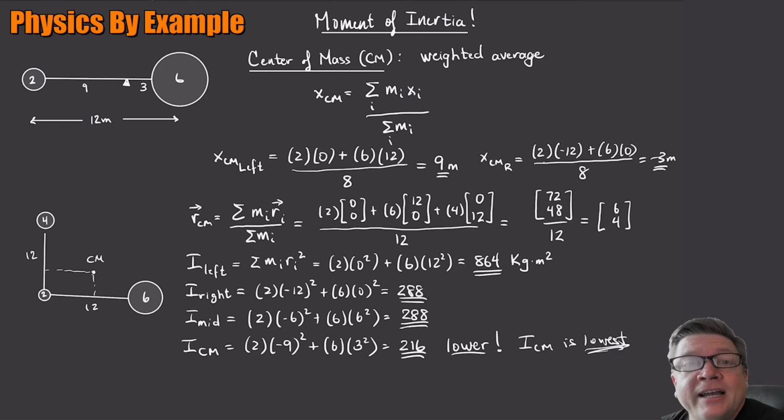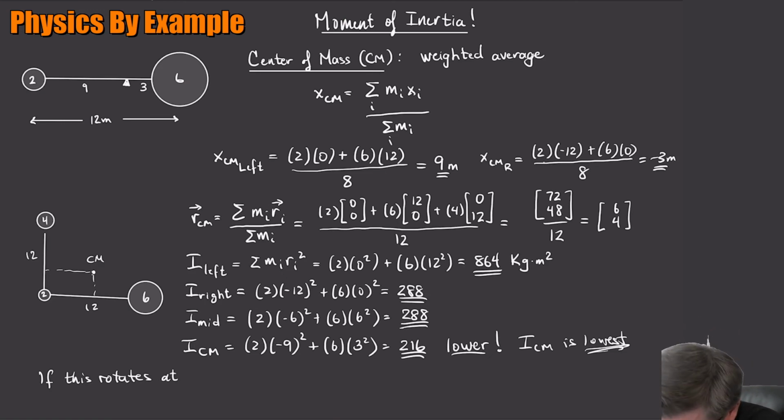So we found the I. Let's find out, just for kicks, if this rotates at, let's say, 20 RPM. Let's find the kinetic energy. Let's find the rotational kinetic energy of this thing. How much energy would it take to spin it up to this? Or how much energy would it take to stop this thing from rotating? If it rotates at 20 RPM, what does this mean?